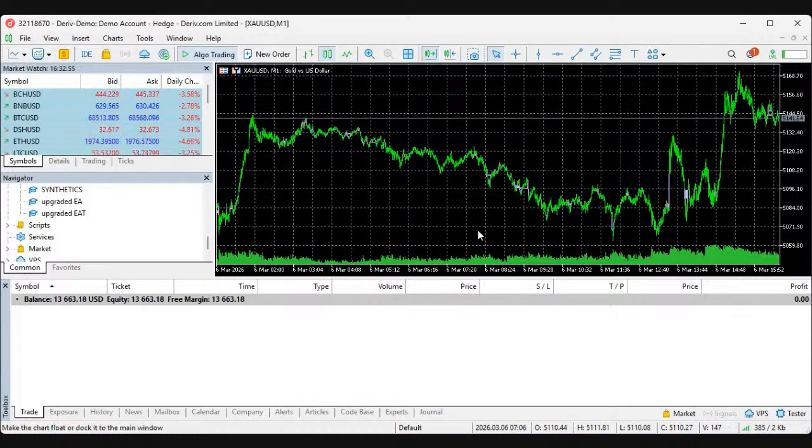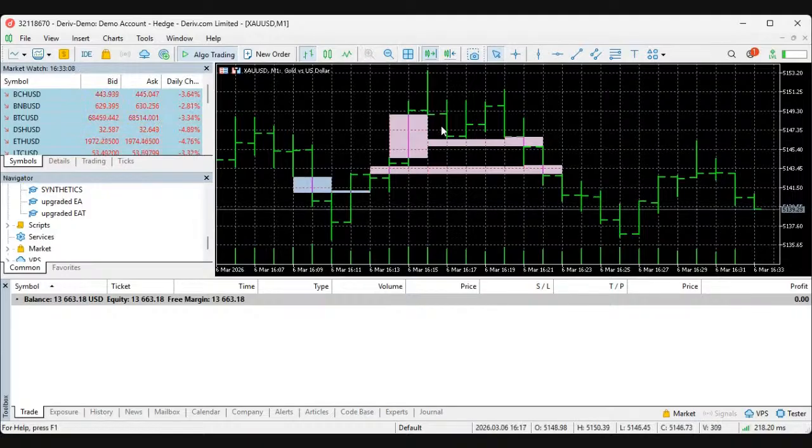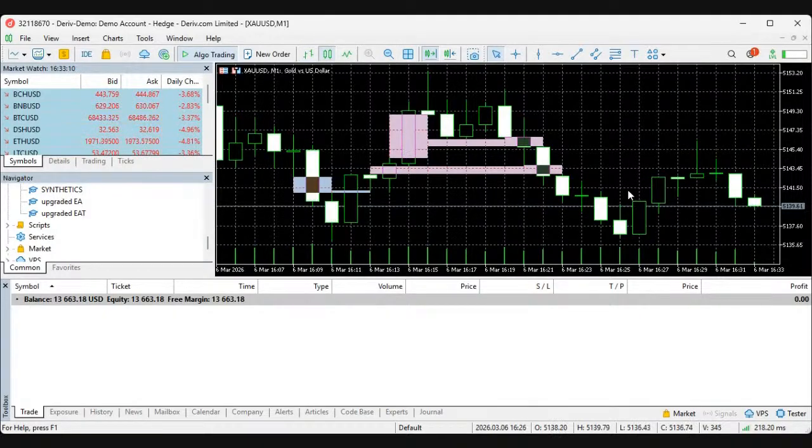So let's do some checks. At the 1 minute bar chart, I just want to zoom in. So let's return to the candlestick. I want us to look here.